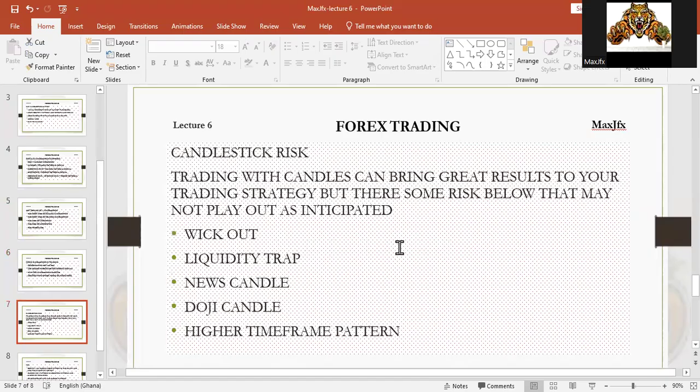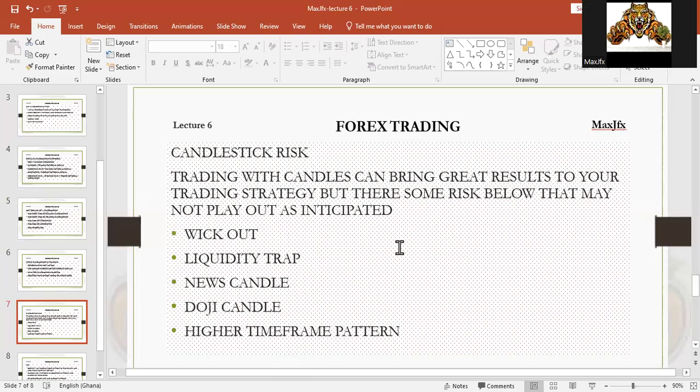Alright, so candlestick risks. There are a lot of risks in using candlesticks. Trading with candlesticks can bring great results to your trading strategy, but there are some risks, listed below, that may not play out as anticipated. The candlestick risks are breakouts, liquidity traps, news candles, dodgy candles, and higher time frame patterns. These are carefully listed here.